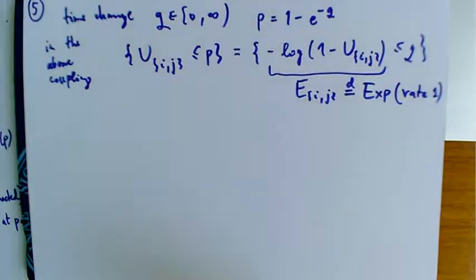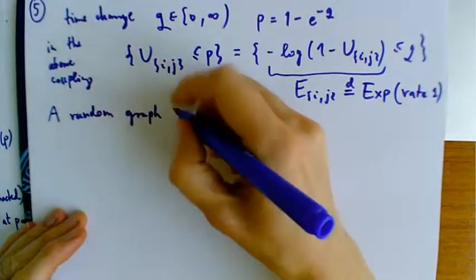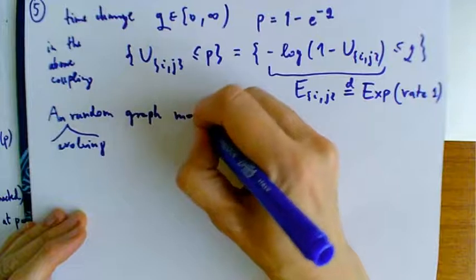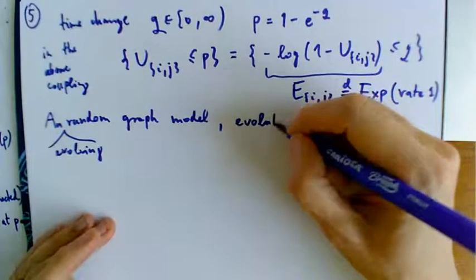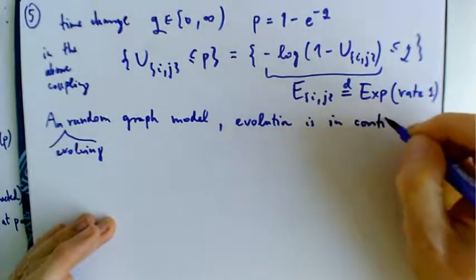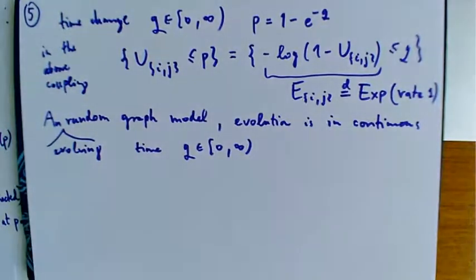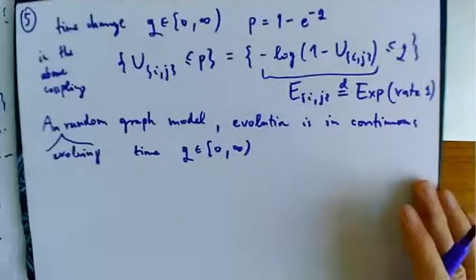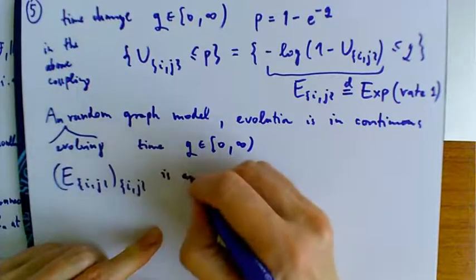And so now we have an evolving random graph model, and this evolution is in continuous time. It was also before, but the time was from 0 to 1. Now q is a number in [0, infinity). These U_ij on page 4 were independent, IID uniforms, and so are these exponentials. So the family e_ij over all pairs ij is an IID family.